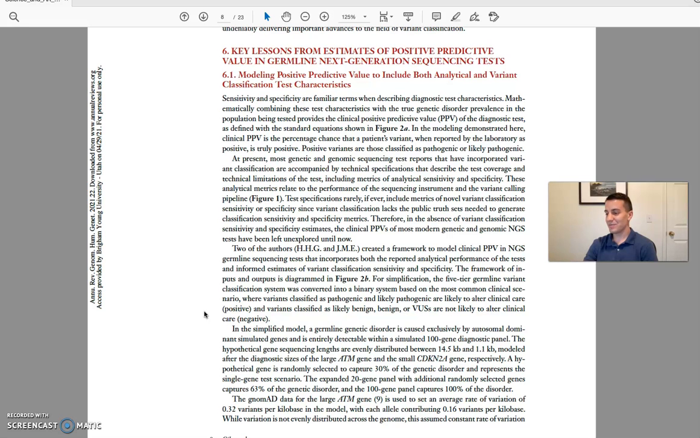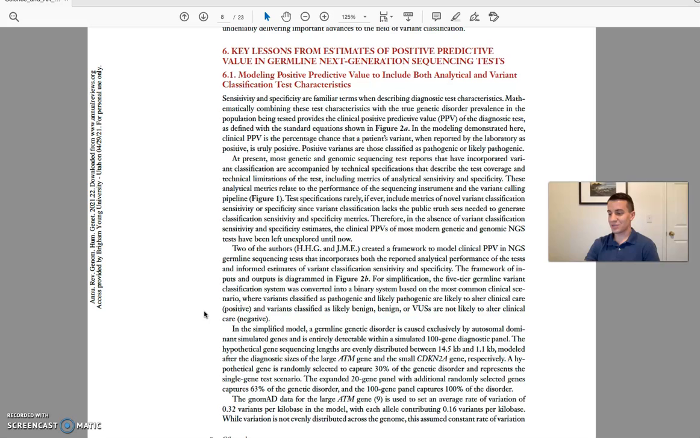At present, most genetic and genomic sequencing test reports that have incorporated variant classification are accompanied by technical specifications that describe the test coverage and technical limitations of the test, including metrics of analytical sensitivity and specificity. These analytical metrics relate to the performance of the sequencing instrument and the variant calling pipeline.